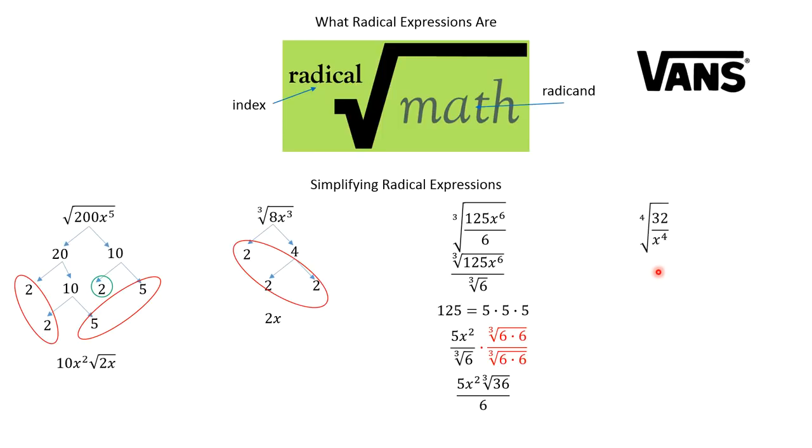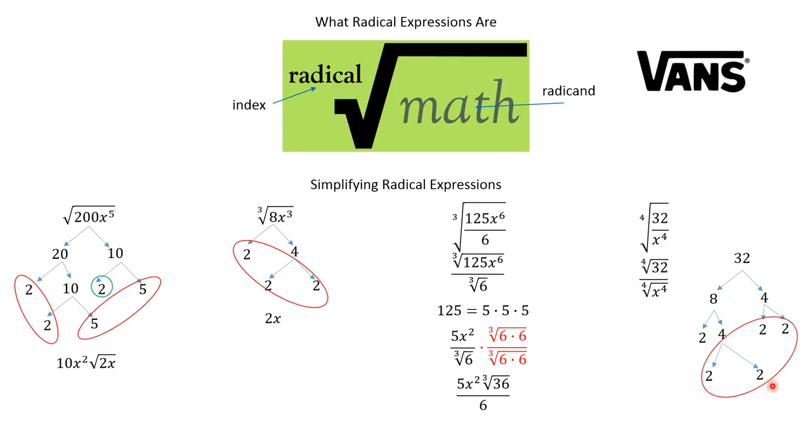Let's do one more. The fourth root of 32 over x to the fourth. So again, we can split it up, just like we did this one, to the fourth root of 32 over the fourth root of x to the fourth. We can factor 32. 32 is 8 times 4, 16 times 2. It could be a lot of things. Then 8 is 2 times 4. The 4 is 2 times 2. This 4 is 2 times 2. And so look, 32 is 2 to the 1, 2, 3, 4, 5. It's 2 to the 5th.